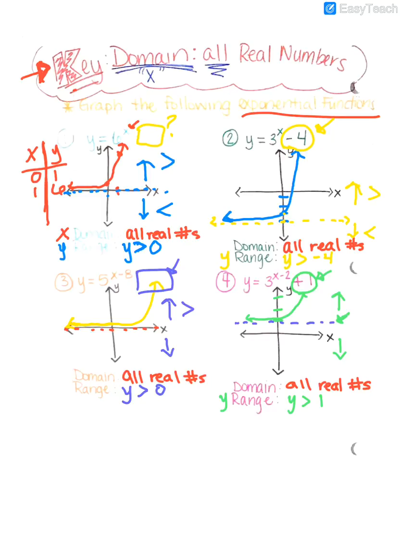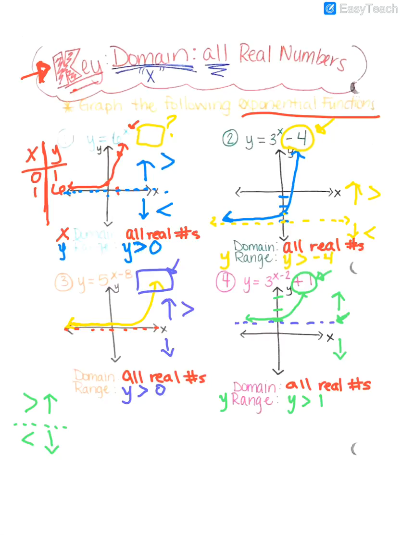You are going to see a few of them that are going to be below, so just keep that in mind. And again, also keep in mind that when it's above the asymptote, it's going to be greater than, and if it's below the asymptote, it's going to be less than.